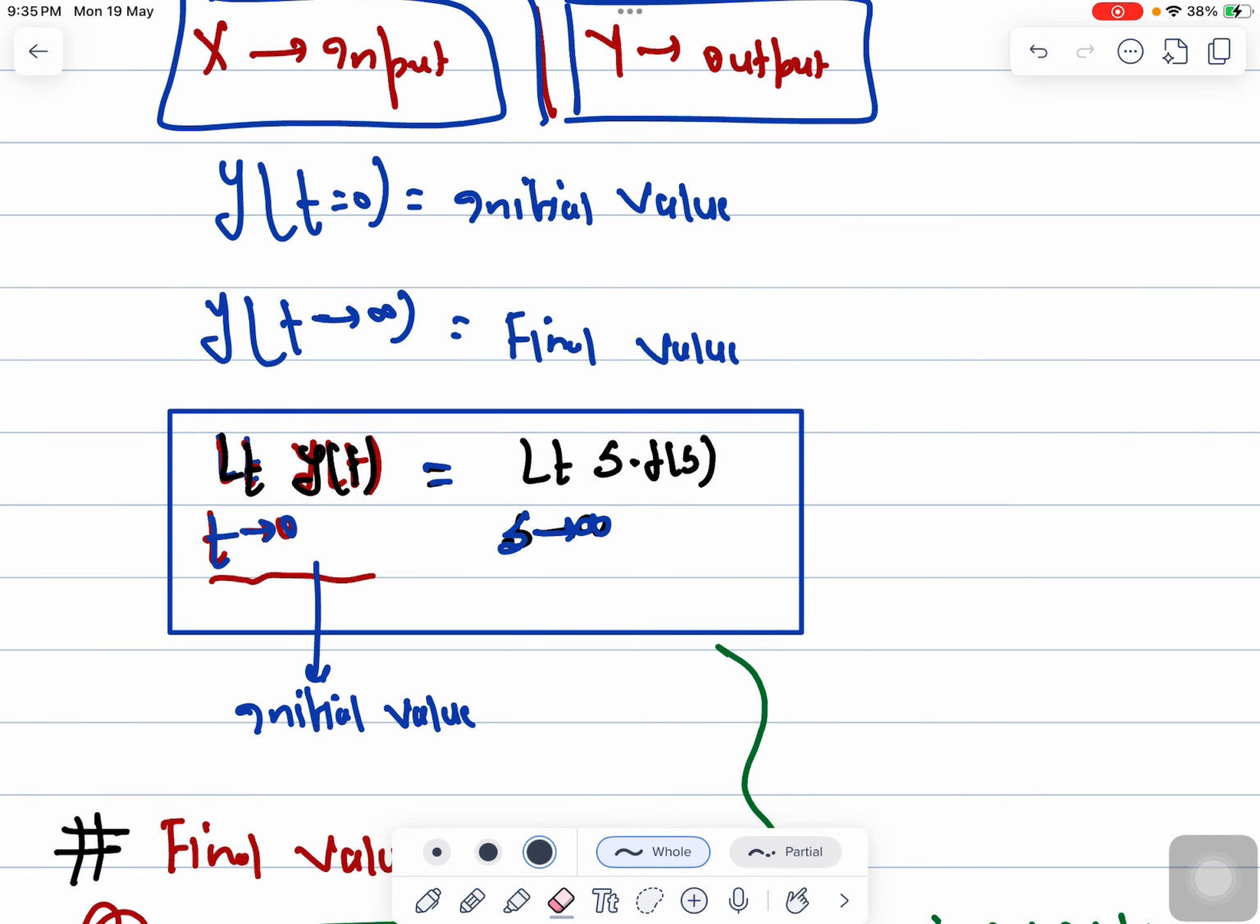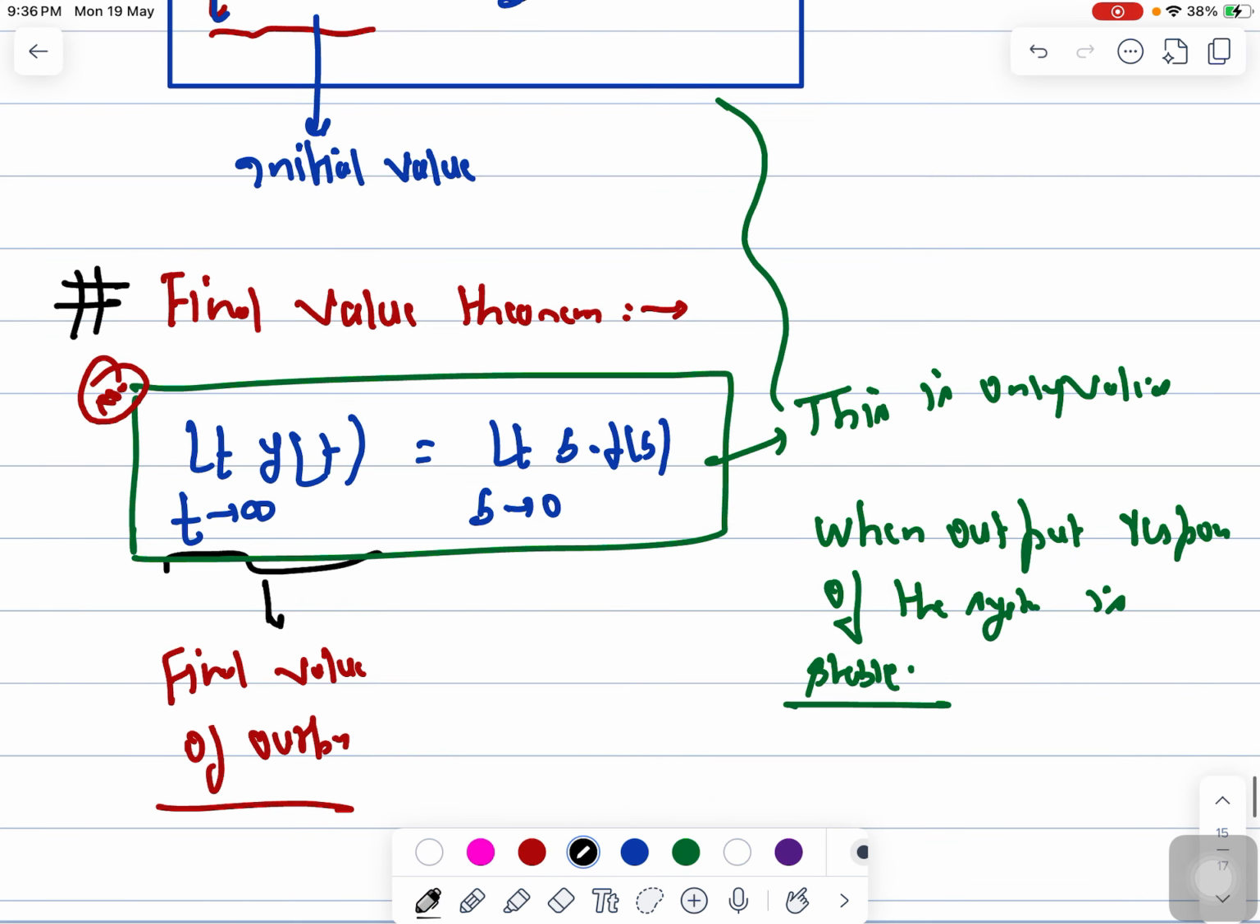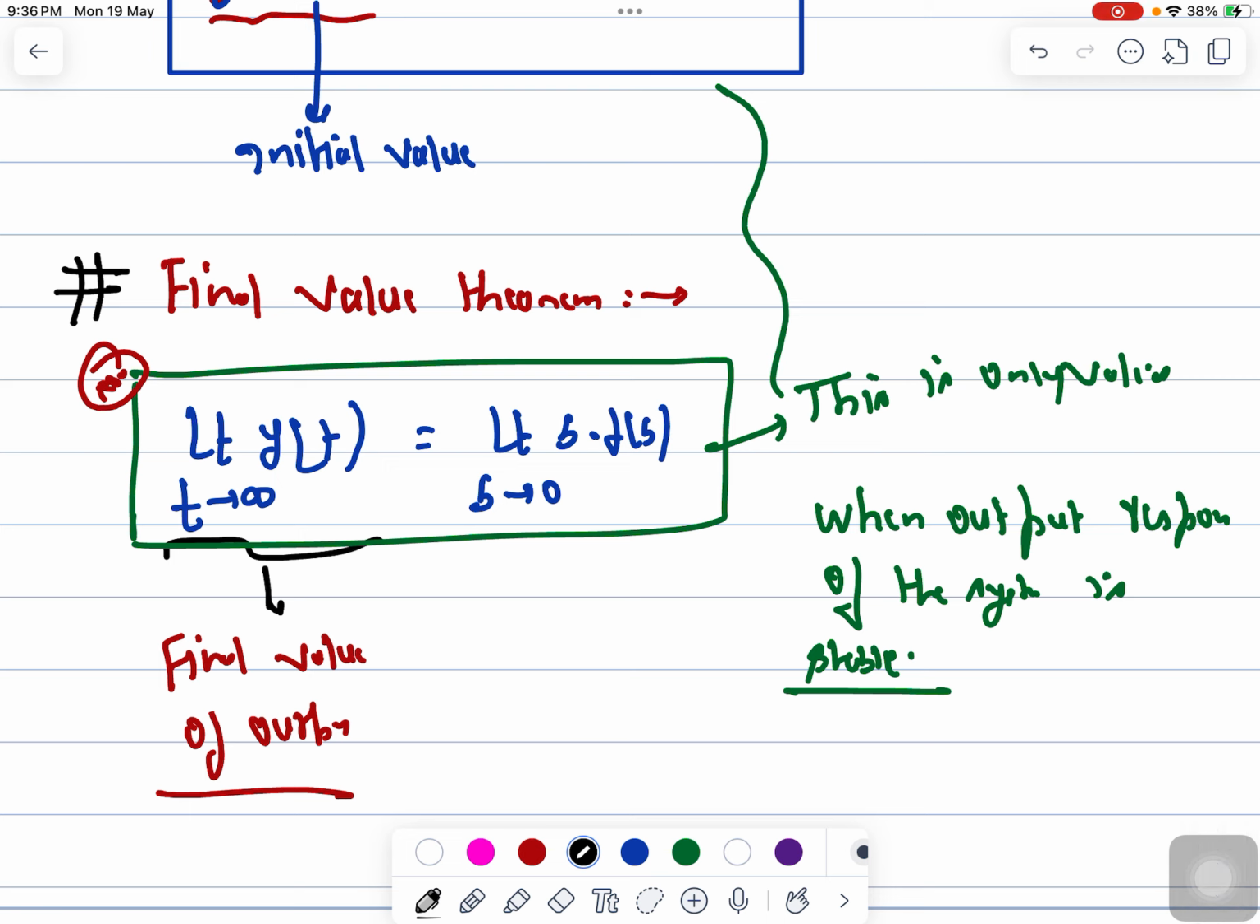What the initial value theorem says is that if you want to calculate the initial value of any response or the system's output, let's say y t tending to 0, that can be calculated if you have the Laplace of that function in the s domain, and you multiply s into F(s) at limit s tending to infinity, and you will be able to calculate the initial value of the function. No, sorry, response.